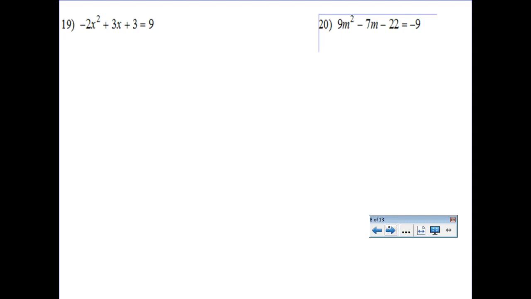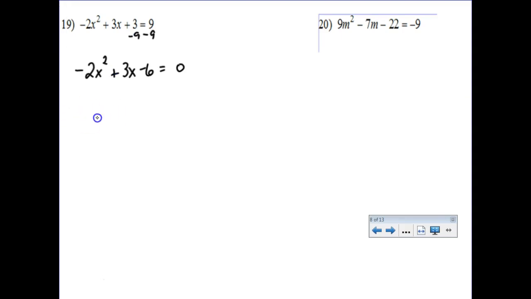So let's take a look at 19, 20, yeah, 19 is a good one. Alright, so not in standard form yet. First let's subtract the 9 over. So we end up with negative 2x squared plus 3x minus 6.